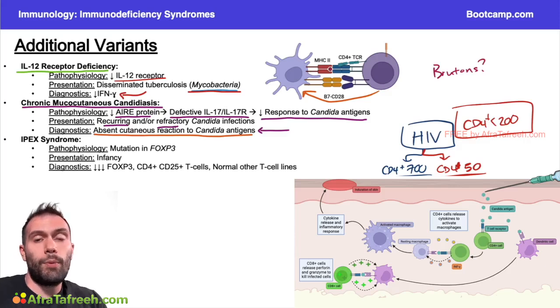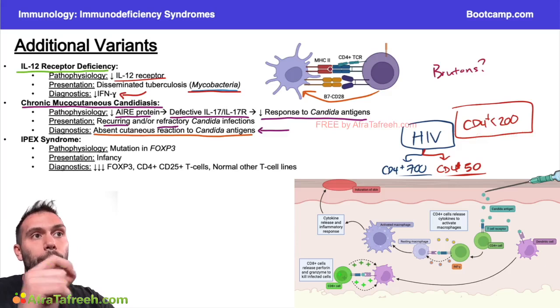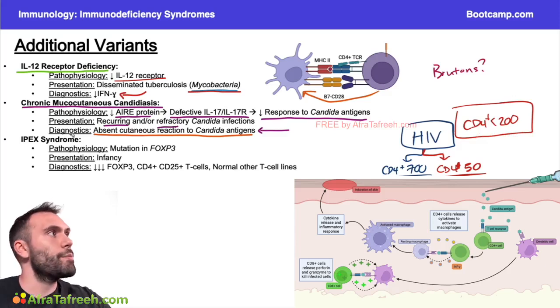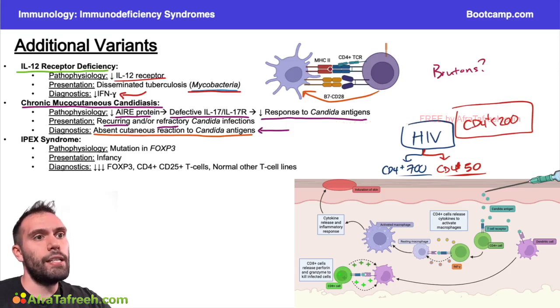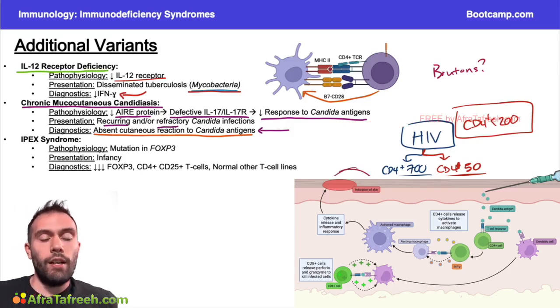In Bruton's, what's the problem? The problem is I don't have B cells, okay? If I don't have B cells, will that prevent this process from happening? The answer is no, right? Because there's no B cells here, right? We have T cells that are binding to macrophages to have a localized inflammatory reaction to get an induration in the skin. There's no B cells anywhere.